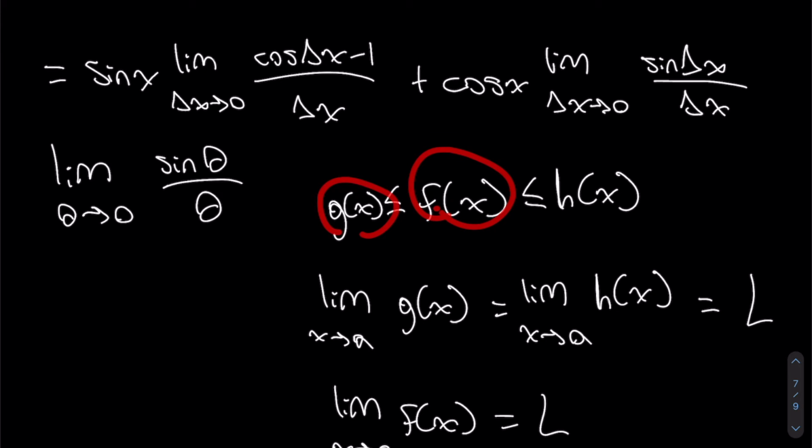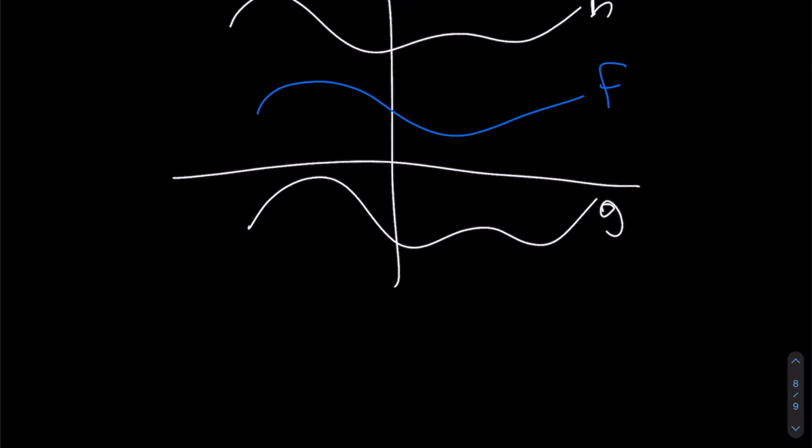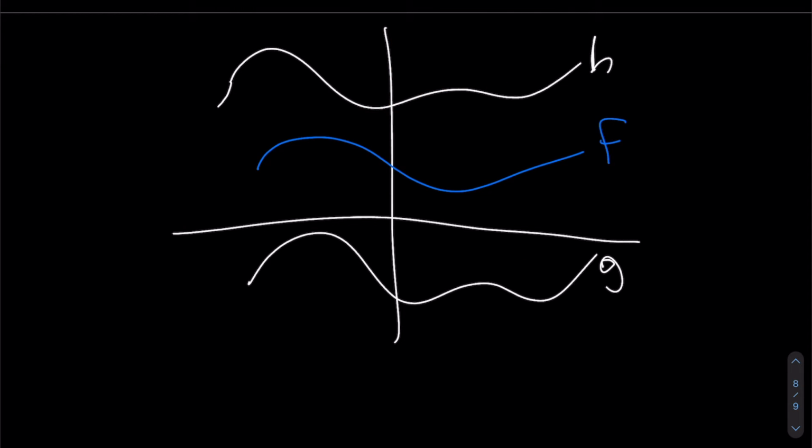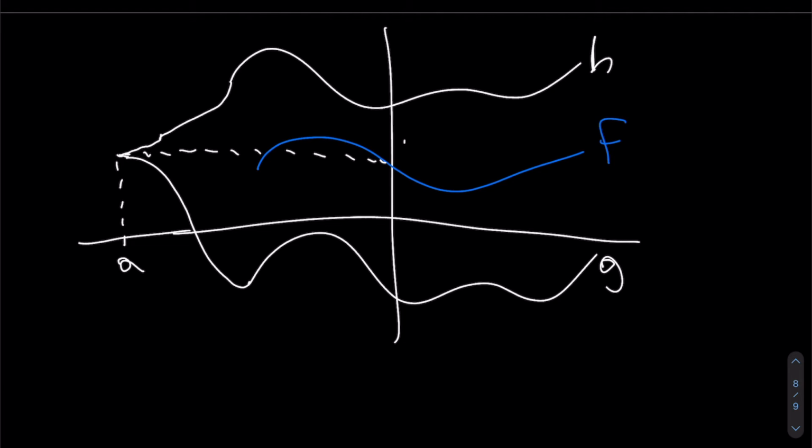So f is always between g and h. Now, if h of x and f of x approach the same limit L when x approaches a, so there's a, here's L, then that means that when x approaches a, f also has to approach L, because f is always between those two functions. So it's called the squeeze theorem because h is always above f and g is always below f, so they both squeeze f to one limit.